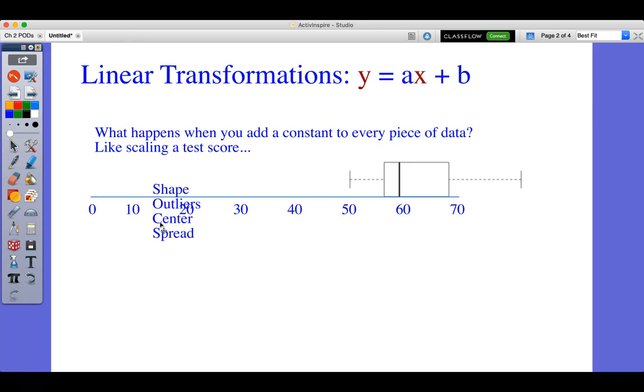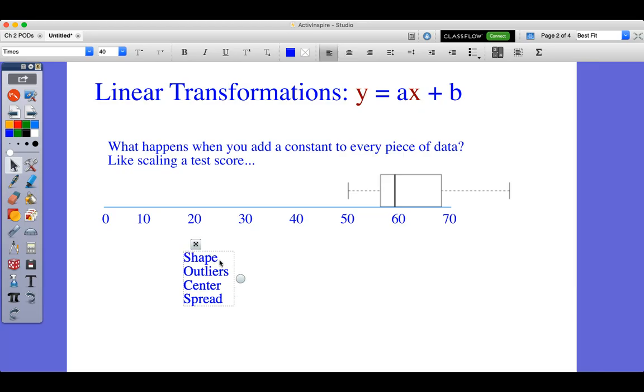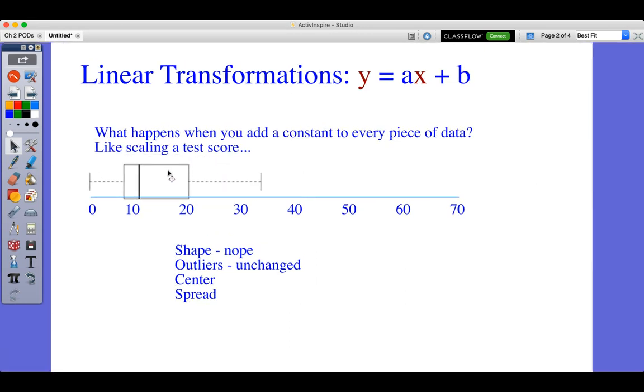What hasn't changed? Did the shape of my distribution change via addition? Nope. Did the outlier? This one didn't have any outliers, but if something was an outlier before, would it still be an outlier now? That's unchanged, okay? The value of the outlier changes, right? If someone was an outlier way up here at a 40 or a 50, when I add 50, they'd have a new value, but they would still be an outlier because they'd still be more than 1.5 IQRs away.